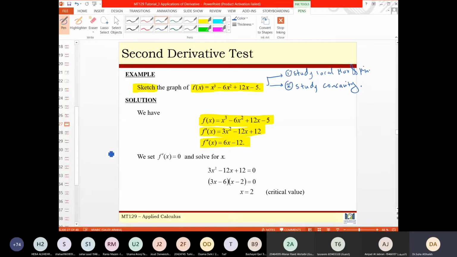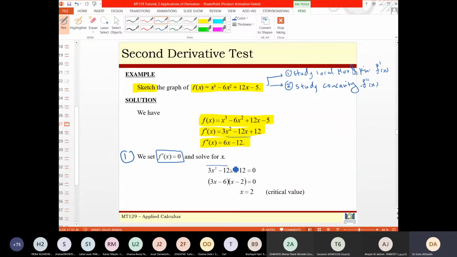Okay, so to do step number 1, I have to work with f dash of x. To do step number 2, I have to work with f double dash of x. So the first step, study local maximum and minimum. We take f dash, we let f dash of x equal to 0. You know how to find the f dash of x. We know how to find the derivative. The derivative of x cubed minus 6x squared plus 12x minus 5 is 3x squared minus 12x plus 12. Take this, let it equal to 0. This is what we are having.